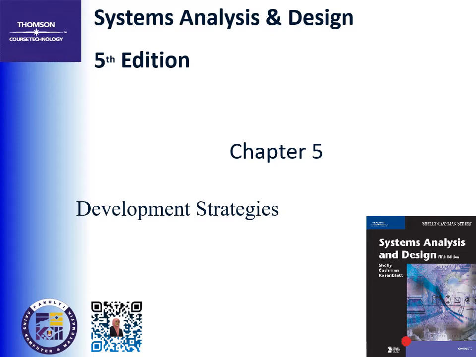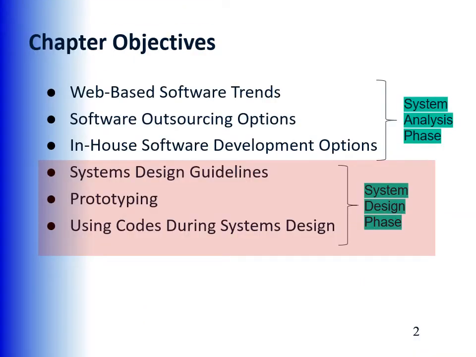Okay, we are going to cover the second half of chapter 5, where we transition to the system design phase, which includes system design guidelines, prototyping, and using codes during system design. The objective of the system design phase is basically to make you understand how the software is being designed before we can proceed with the development.